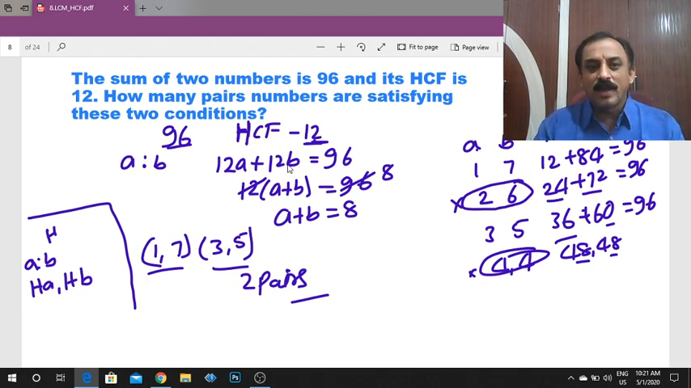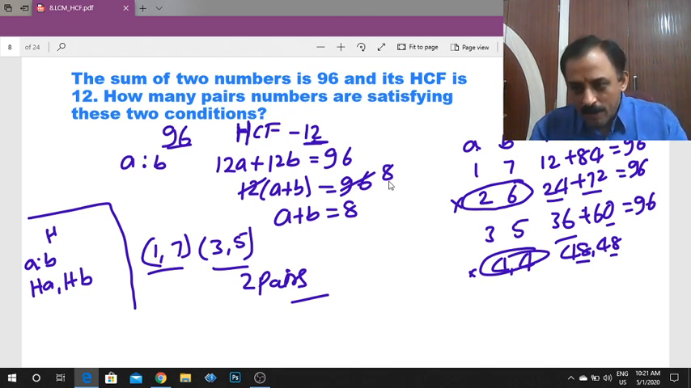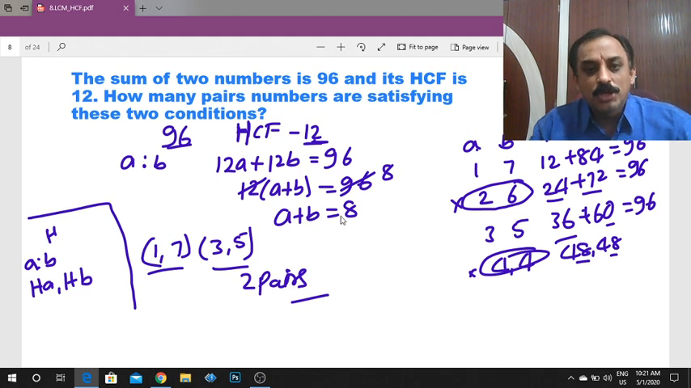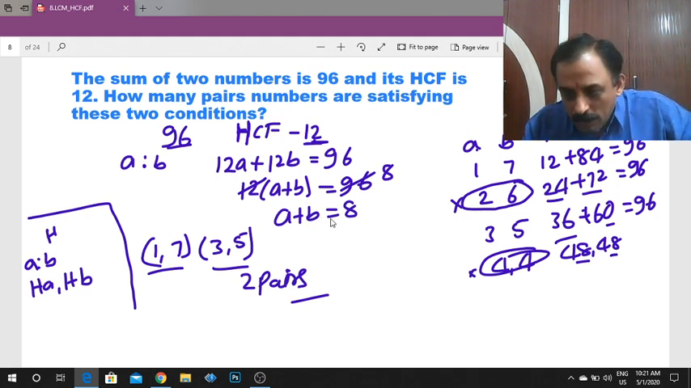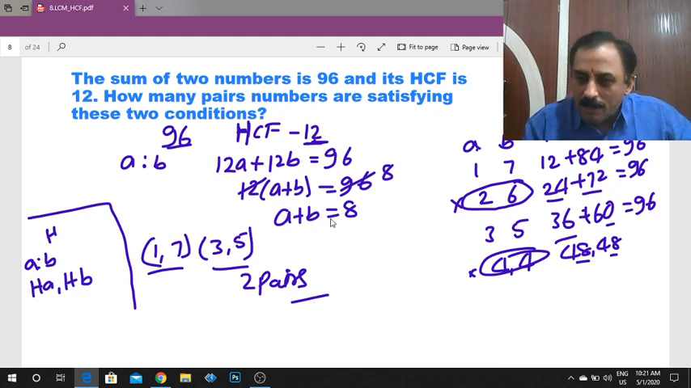Now take 12 as common: 12 of A plus B is 96. And 12 times 8 is 96. Therefore, A plus B is equal to 8. Then A and B should be co-prime numbers. Okay, I will discuss. So now A value 1, B value 7.